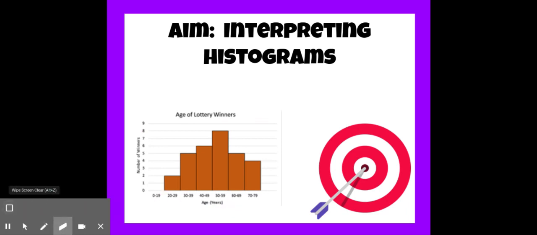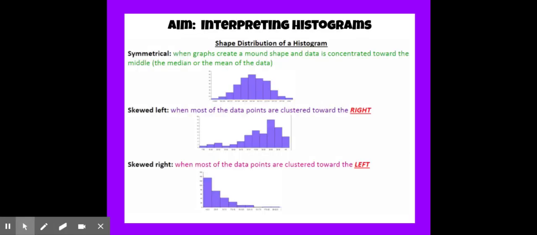So let's just look at the types of histograms we have. In the first part of the notes, you'll notice there are three different types of histograms displayed. The first one looks like this. It's kind of got a mound going on. So we consider that a symmetrical graph, and it says when graphs create a mound shape, data is concentrated toward the middle, or the median or the mean of the data.